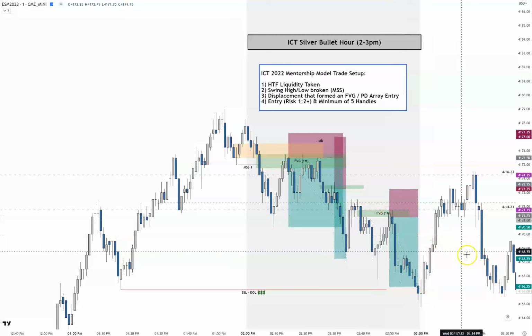Okay, so there is the 2 to 3 p.m. Silver Bullet for May 17th.